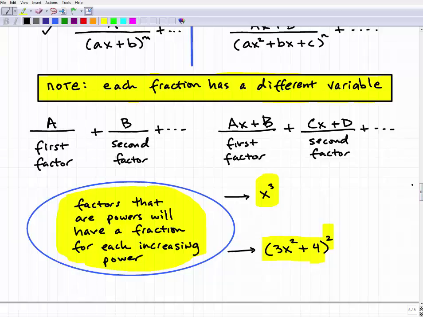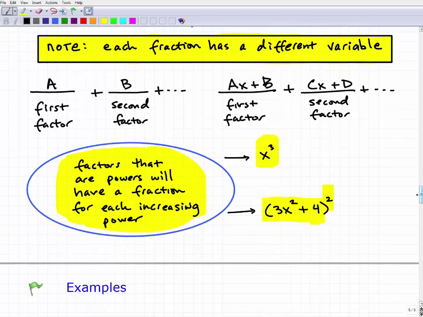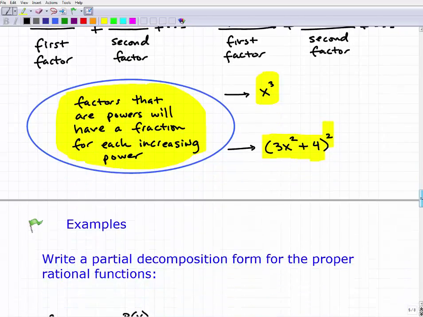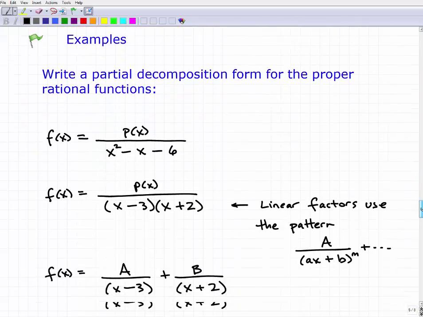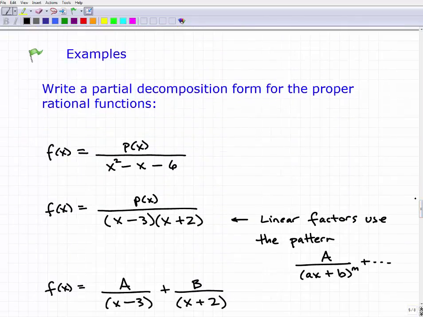At this point, you're probably thoroughly confused, and maybe I'm overstating it. Hopefully you understand. But when you see some real examples, you'll be like, oh wow, this is so much easier than it sounds, and I think that's actually kind of true. Okay, so let's get to it. We want to write the partial fraction decomposition form for the following proper rational functions.